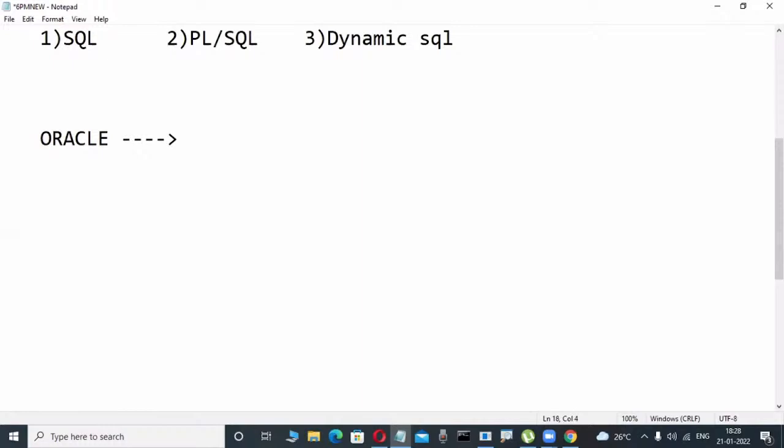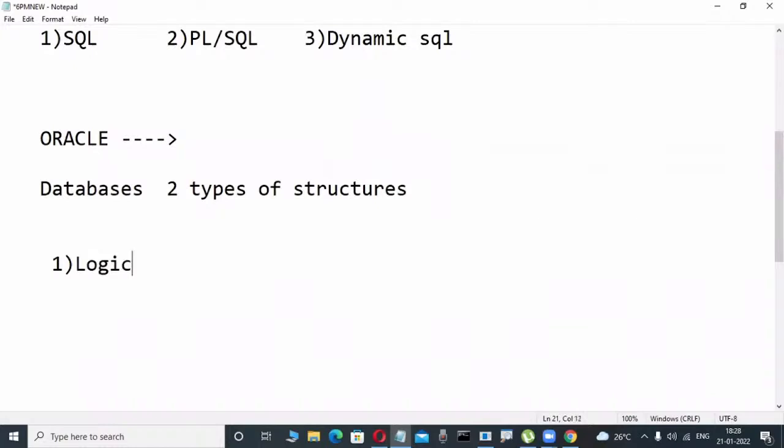Unfortunately, these databases have two types of structures. You must be familiar with this before we start our courses. Observe it here, two types of structures. Don't write it, just observe. Suppose you are taking Oracle, SQL Server, MySQL, DB2, any relational database software you are installing in your system, two types of structures are there. One is logical structure.